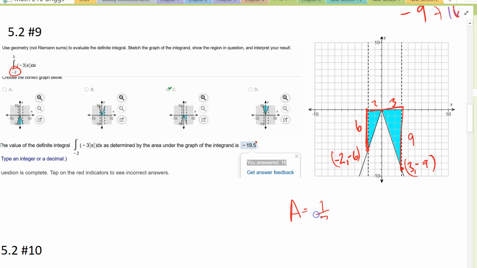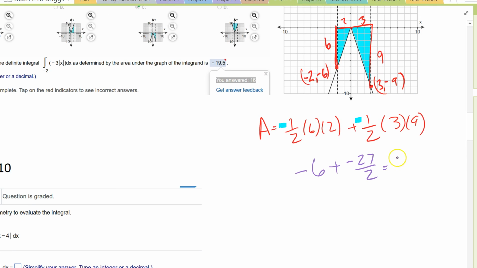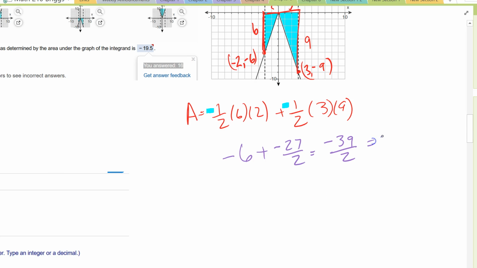So the area is going to be 1/2 times 6 times 2 plus 1/2 times 3 times 9. And then we take into account that these are both negative because they are below the x-axis. So 6 times 2 divided by 2 would be -6, plus 3 times 9 divided by 2, which would be -27 over 2. So -6 minus 27 over 2 would end up with -39 over 2, which would give us -19.5. Well, sorry, the area would give us 19.5.